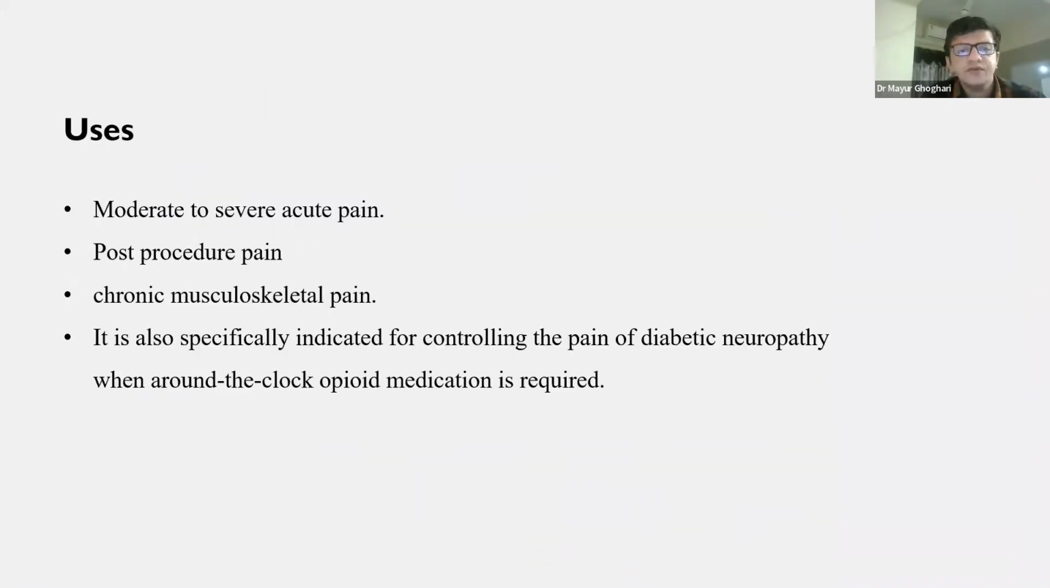Uses: moderate to severe acute pain, post-procedural pain, chronic musculoskeletal pain. It is also specifically indicated for controlling the pain of diabetic neuropathy when around-the-clock opioid medication is required. Tapentadol use should be reserved for patients who are poor metabolizers of cytochrome enzymes, or when other opioids or step 1 analgesic medications do not give pain relief.